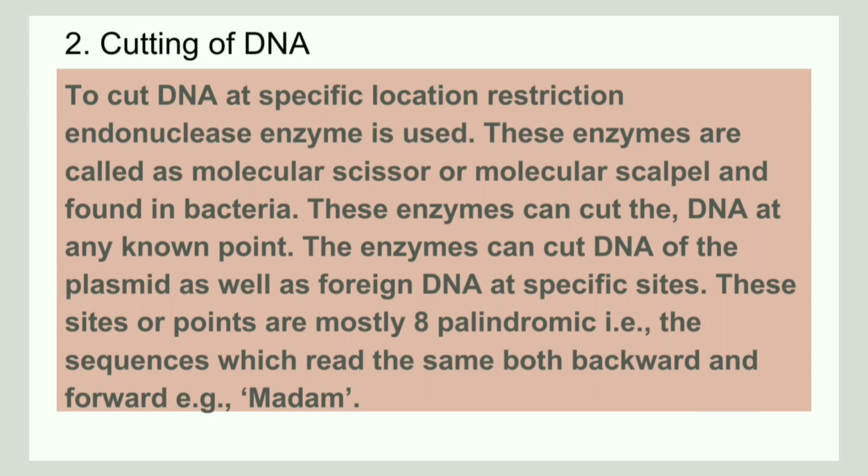These sites are palindromic in sequence. So what does palindromic mean? It means that a sequence is the same when it is read forward and backward. That is, it can be read the same from the forward direction and from the backward direction. For example, if we take the English word madam, it is read the same from right to left and from left to right. Such sequences are called palindromic sequences.